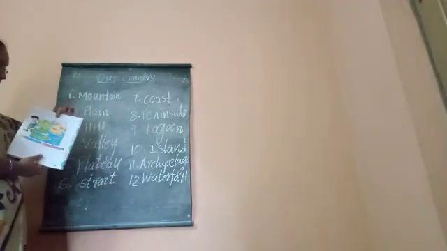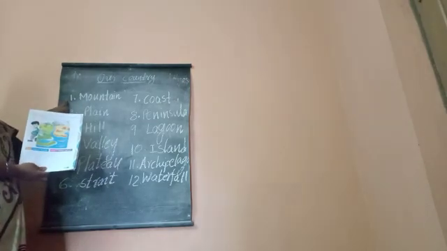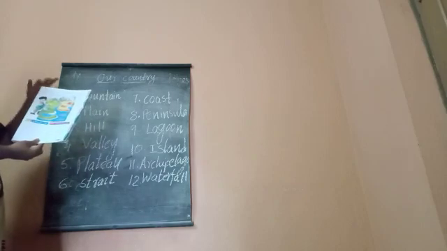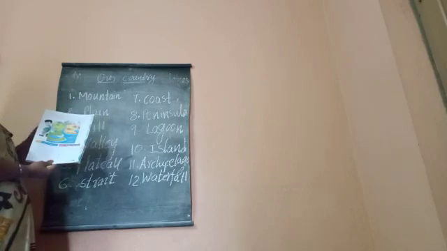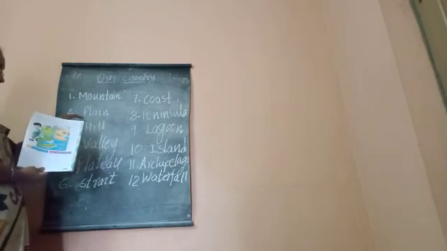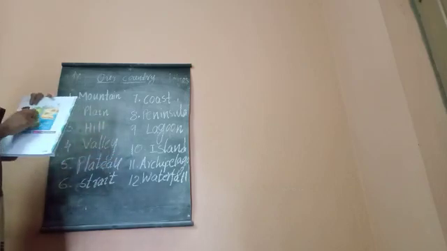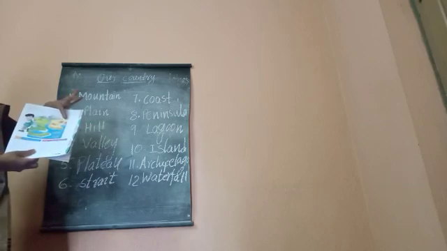First one is, it is an area much higher than the land around it. It is mountain. Second one is, it is a flat area of land which is suitable for crops, plains. Next, it is an area higher than the land around it, that is hill. Fourth one is, the land in between two hills is valley. Next, fifth one is, a flat area of land which is higher than the land around it is called the plateau.